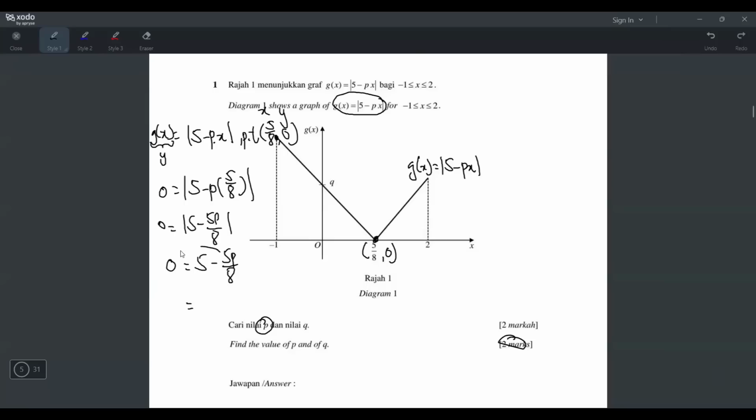Okay, now you can find P. I can make this positive first, right? Move here to become positive, equals to 5. And then P equals to 5. Okay, 8 is at the bottom. Bottom means divide, move over becomes times. And then times 5 becomes divide by 5. Cancel, and then you get your P is 8.